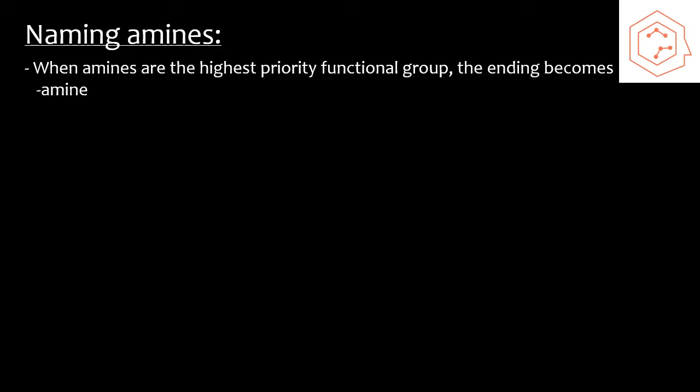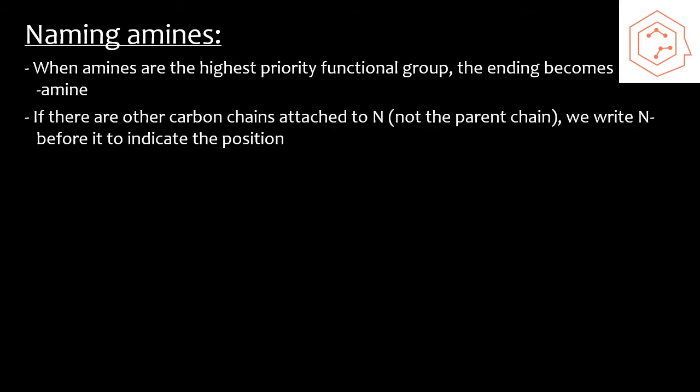So now let's move on to naming amines. If amines are the highest priority functional group, then we are going to change the ending of the name to amine. Now, we might have an amine that has multiple carbon chains bonded to it, just like we saw in a secondary and tertiary amine. So in these situations, we want to determine which chain is the parent chain. And once you've determined that, that's going to be at the end, but for the other 1 or 2 groups, we are going to include it as if it was a substituent group.